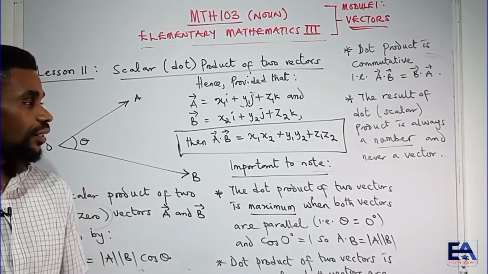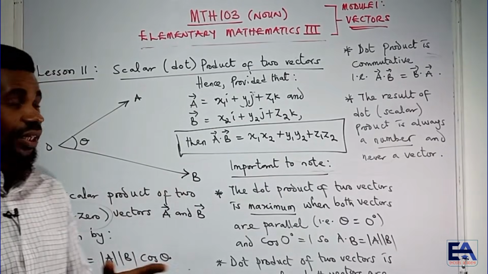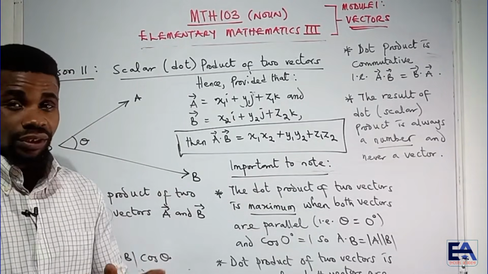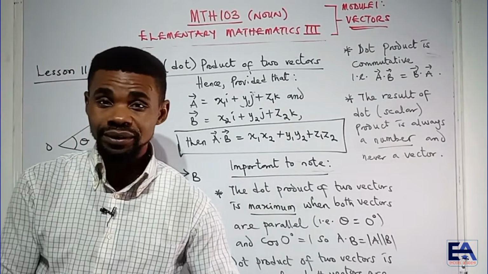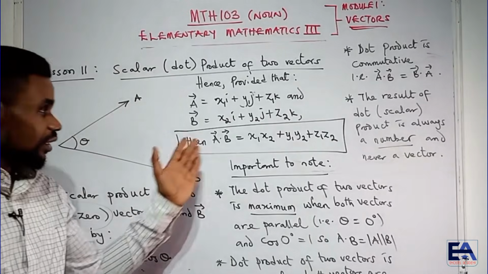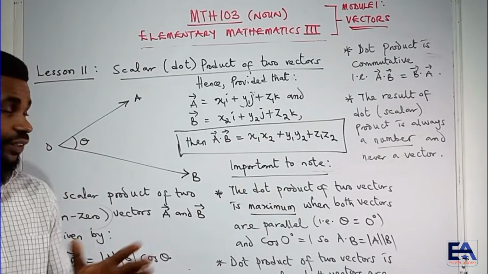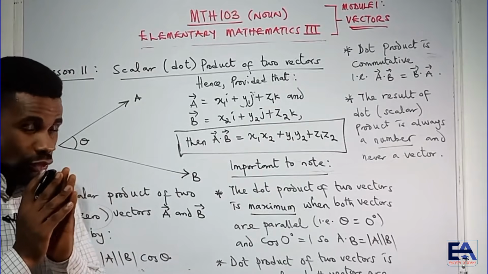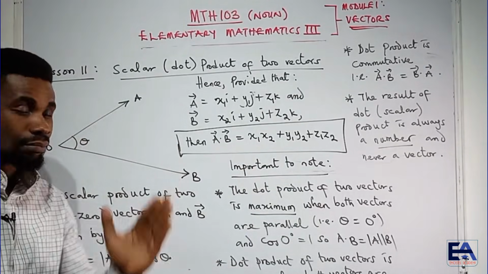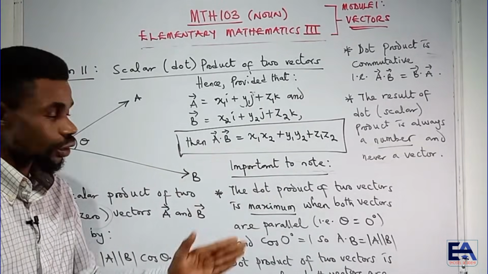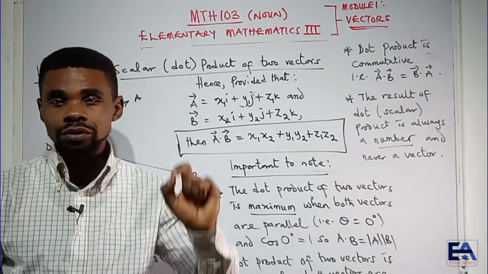Like I told you, I'm not really so interested in the derivation because of time factor. This class is meant for exam. So how this formula was derived and all of those things, I don't think that should be your business for now. But just understand the fact that when the question demands you to find the dot product of two vectors, it depends on what the question provides.